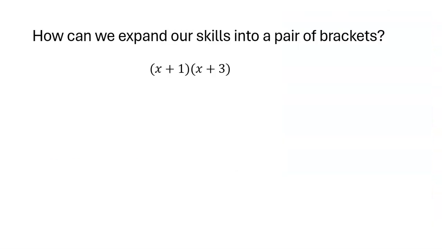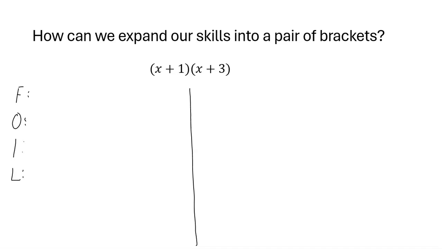So the ultimate question is, how can we expand our skills into expanding a pair of brackets that look like this? Both linear functions. How do we expand it? Well, there's two methods I'm going to discuss with you. One method uses the acronym FOIL. Another method uses a table expansion. Now, if I were to look at the acronym FOIL, F-O-I-L. Each of these letters stands for a different part of the function.